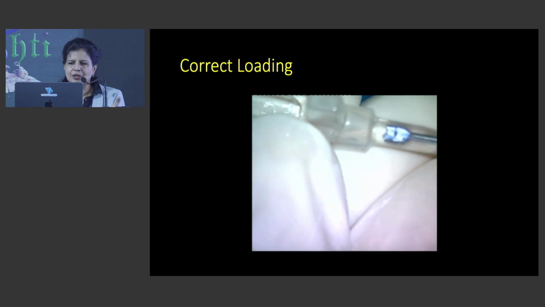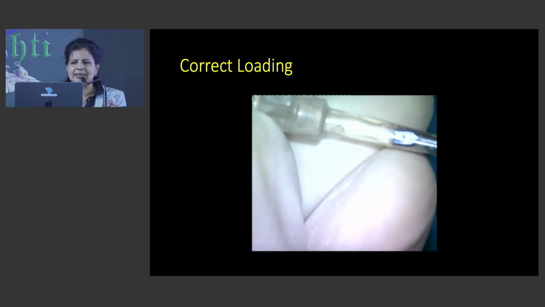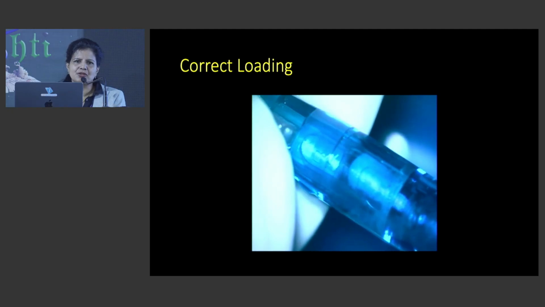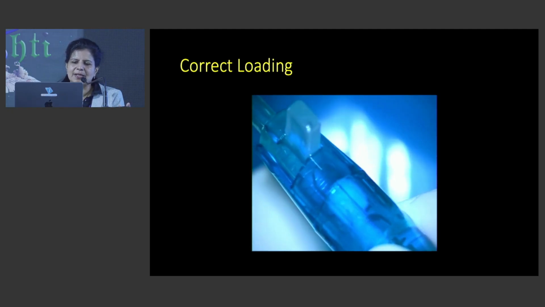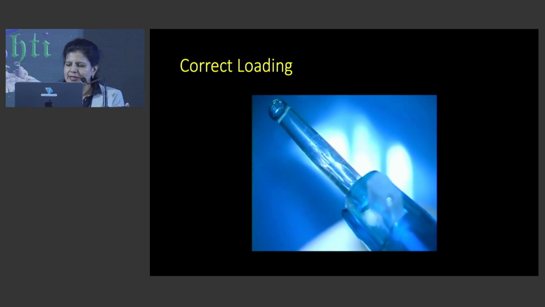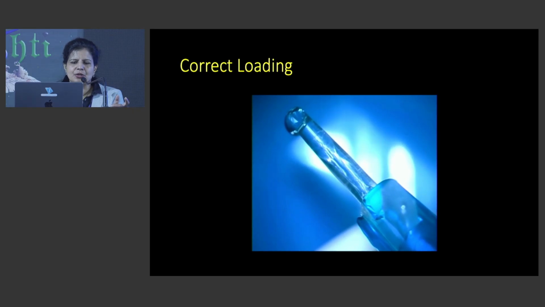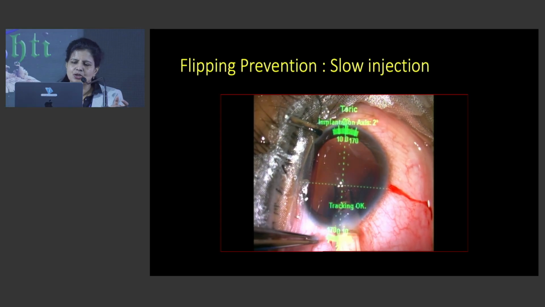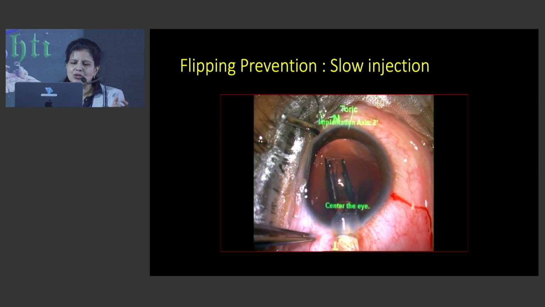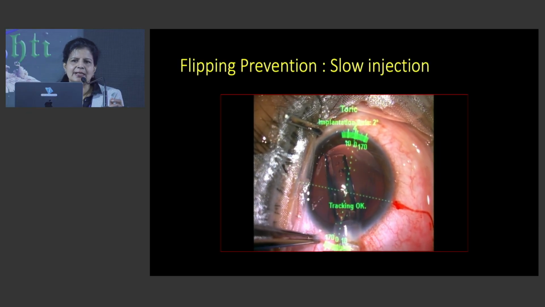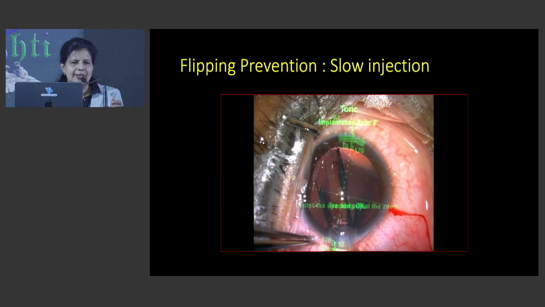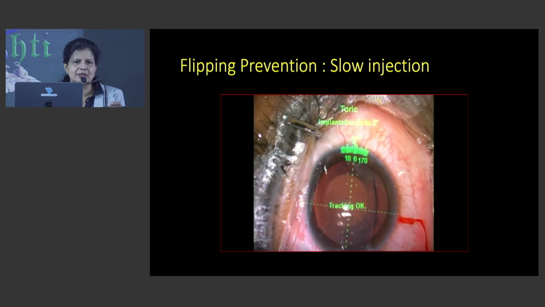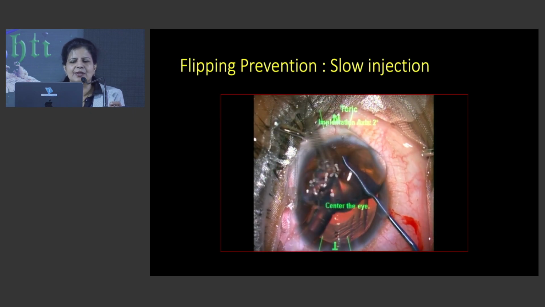So this is a short video of how to load the ICL correctly. You can see that instead of the ICL being pulled into the cartridge, the cartridge is passed over the ICL and it's locked in place, and then the soft tip applicator is pushed forward, which makes sure that the ICL does not suffer any damage. And as you are inserting it into the eye, the tip has to go inside the incision and the ICL has to be injected very slowly, in such a manner that even if it's flipping to one side during the injection, you can always turn your cartridge and bring it to the right position.